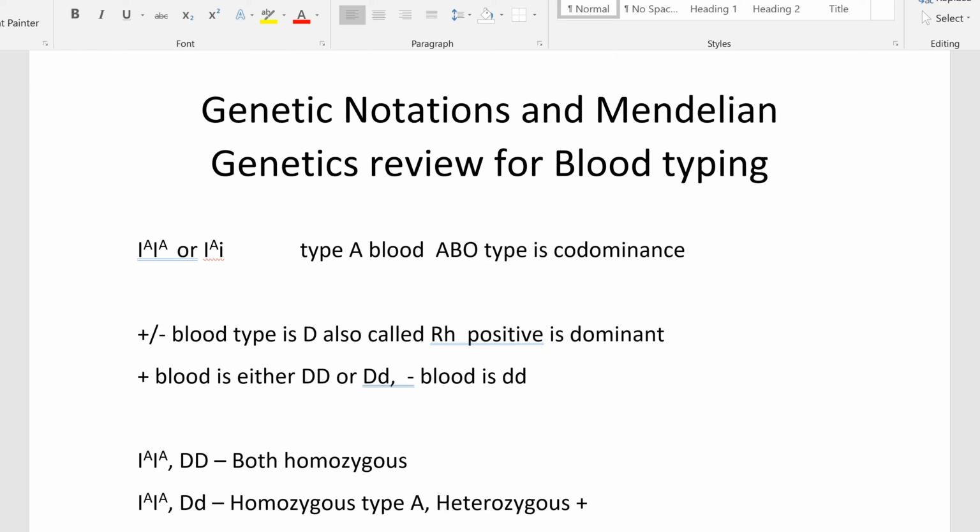All right. The D is also called the Rh factor. Rh stands for rhesus monkeys. Rhesus monkey blood used to be used to figure out the plus minus, the negative, positive of people's bloods. So that's how it got that name, Rh factor. But we use the notation D because remember, when we do Mendelian genetics, it's only one letter that we use, right?